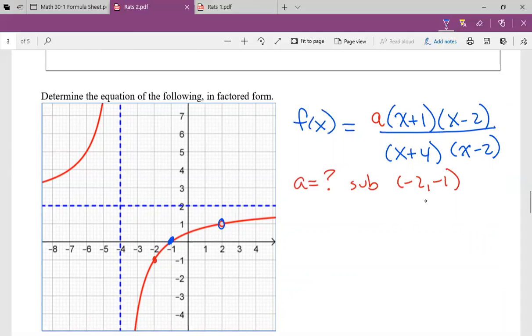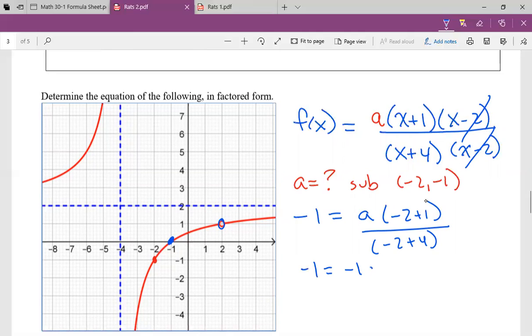So I'm always going to state what value I'm subbing in, and then I'm just going to simplify this down. So -1 is equal to a times (-2 + 1) over (-2 + 4). I'm not going to include the other factors. Those are going to divide out anyway. And so I'm going to get -1a over 2. And so now what are we going to end up getting? We're going to end up with a is equal to 2. And there it is.